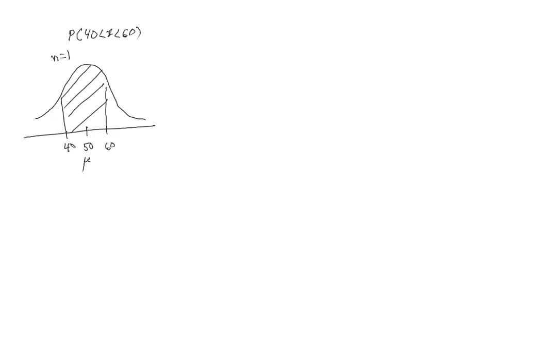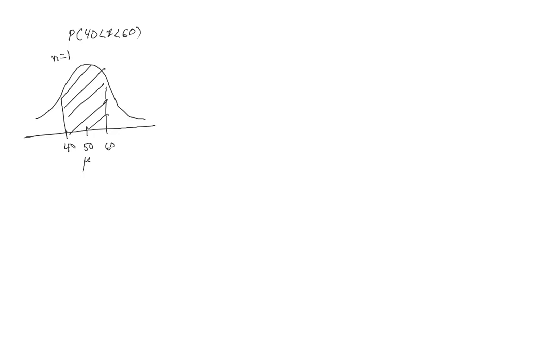So it's the probability that a randomly selected person spends between 40 and 60 minutes, right? Again, my sample size is 1. That means I'm in the population. So 50 is the mu. So 60 here, 40 here. The probability between these two is going to be just this. All right.